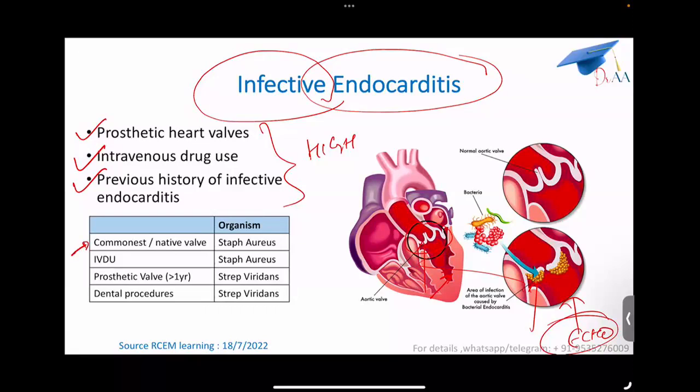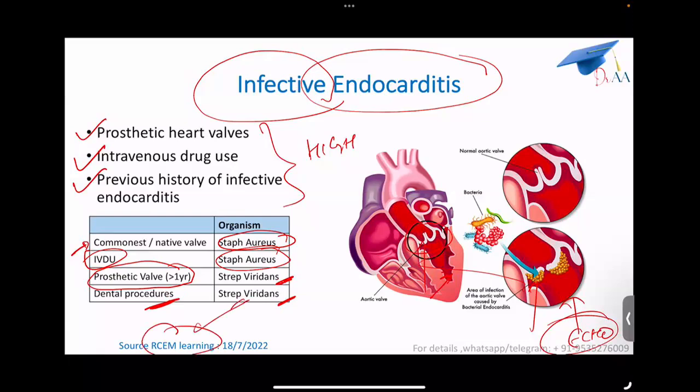The most common overall organism is Staph aureus. In IV drug abusers, again, it is Staph aureus itself. If the prosthetic valve which is implanted is more than 1 year old, so it's been implanted 2 years back, 3 years back, 10 years back, then Strep viridans is common. Any dental procedures, again, Strep viridans is the most common one.